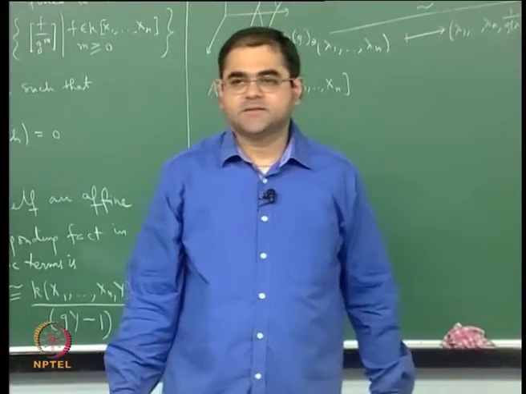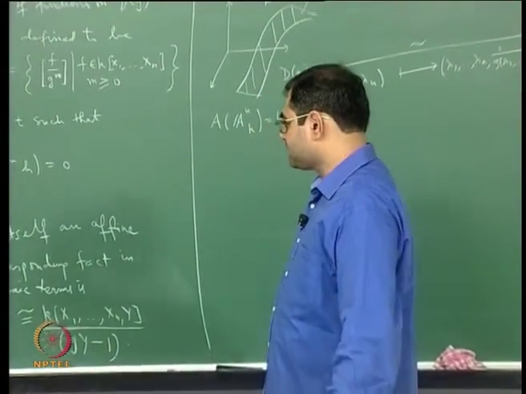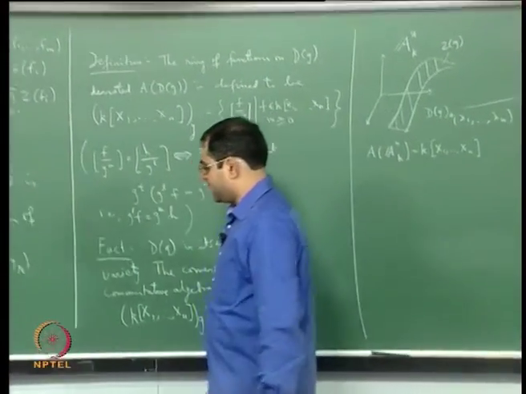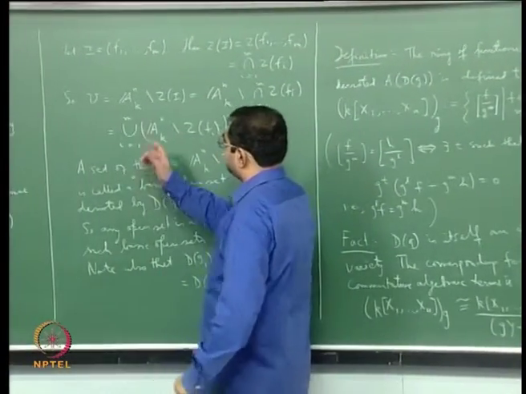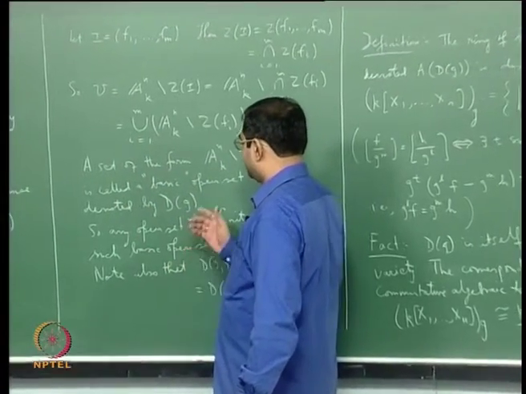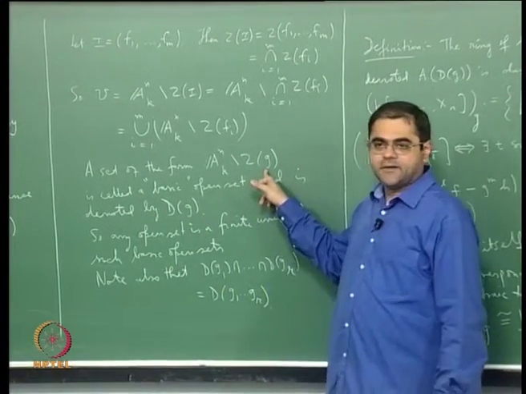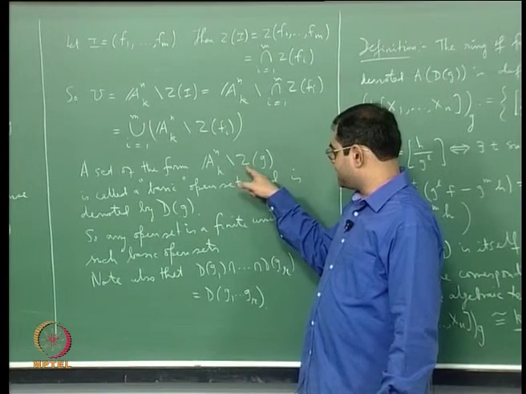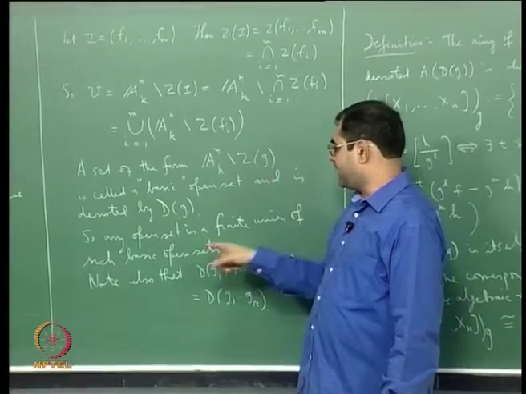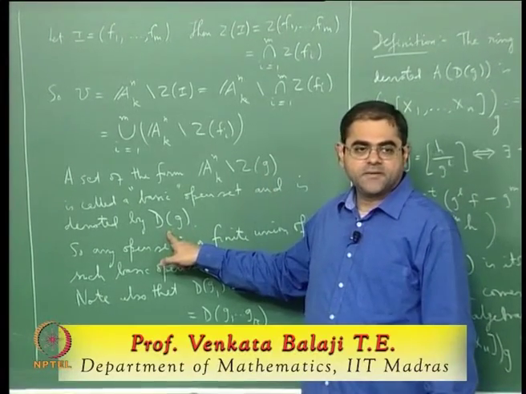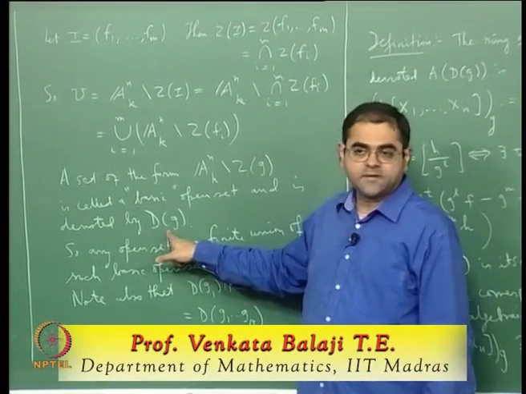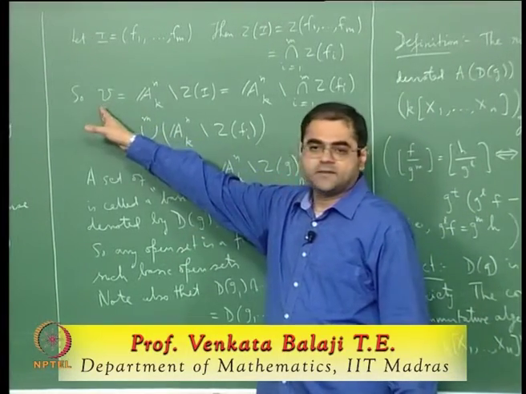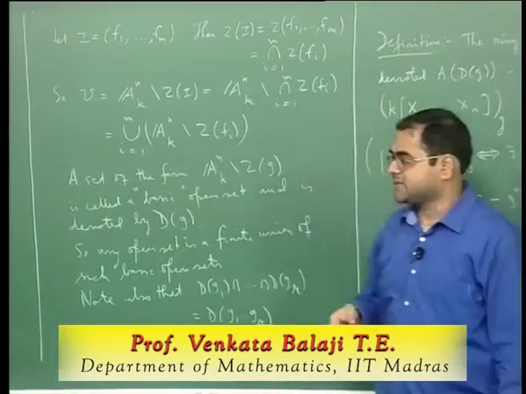Okay, so let us continue with our discussion of basic open sets for the Zariski topology. Let me again recall, you start with a polynomial g in n variables, and you look at the complement of the zero locus of g and call it Dg. It is called the basic open set defined by g, and any open set can be written as a finite union of such basic open sets.